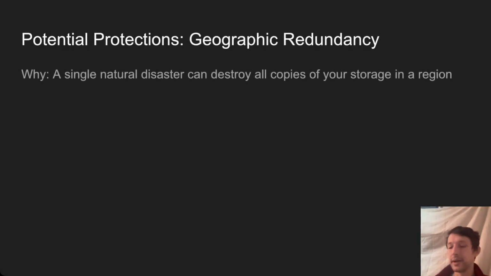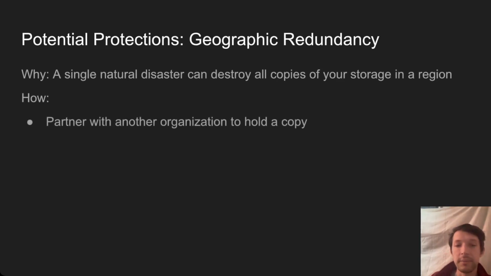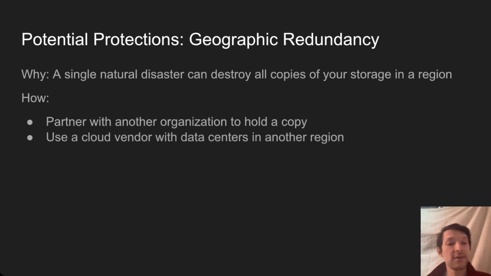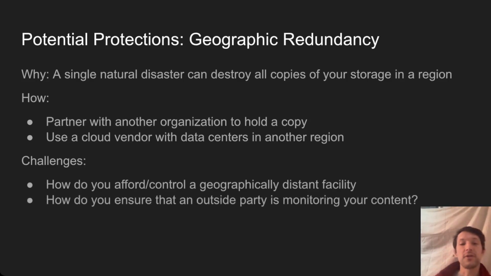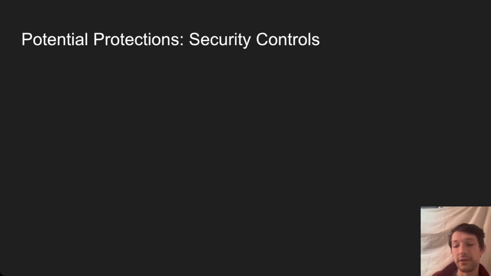Geographic redundancy. How are we going to do that? Well, maybe we partner with another organization and we hold copies for each other. That's one way. A very cheap way to do this, or a very common way, is to go to a cloud vendor and say, hey, you have a center on the West Coast. Can I use that? And can I put a copy of my data over there? Yeah, that's possible. Problem here is that as soon as you start working with facilities that you don't control, you have to trust that other facility, and you have to have that kind of relationship with them to know that they're actually holding your data correctly.